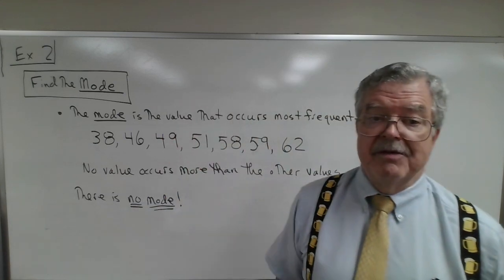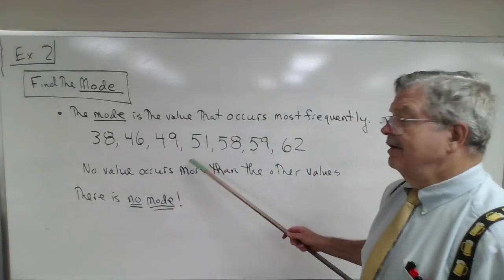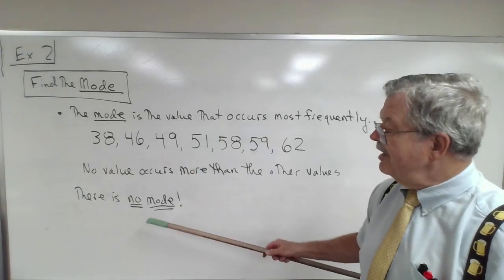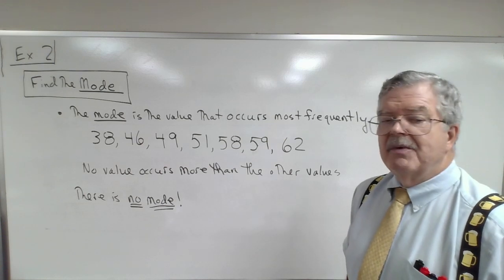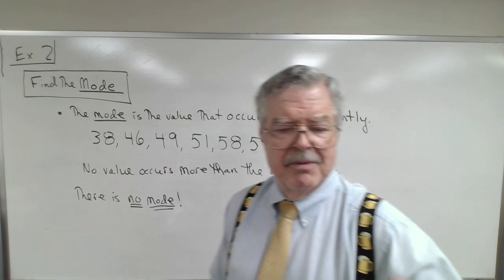The mode is the value that occurs more times than the other data values. No value here occurs more often than any of the other data values. There is no mode. I think we're going to do, let's see, mid-range? Maybe that's what we're going to do.